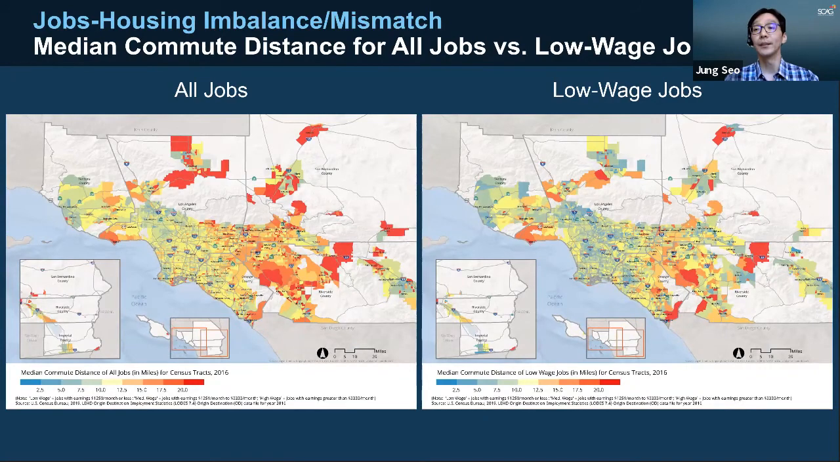And these two maps show the median commute distance by wage, by census tract for all jobs and also for low wage jobs in the SCAG region. Comparing those two maps, we see more blue colors in the right side map, which indicates the low wage workers tend to commute a shorter distance. And in both maps, we can also see more red and orange colors in inland counties than in coastal counties, which indicates that the commute distance of workers in inland counties is longer than those in coastal counties.